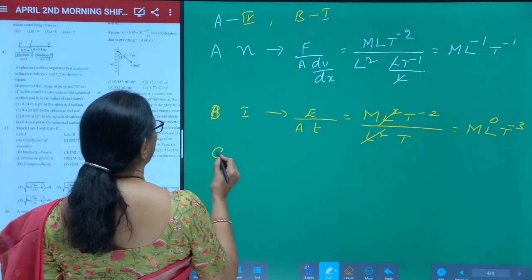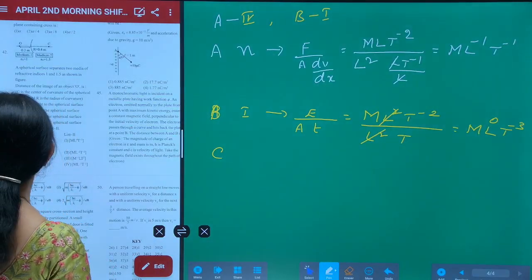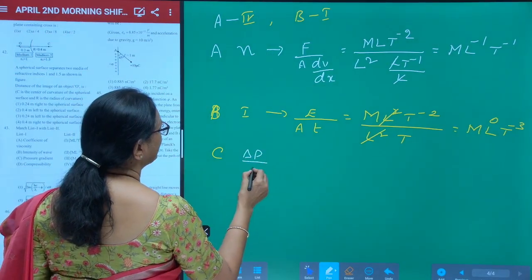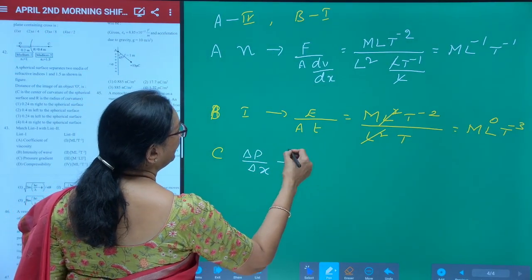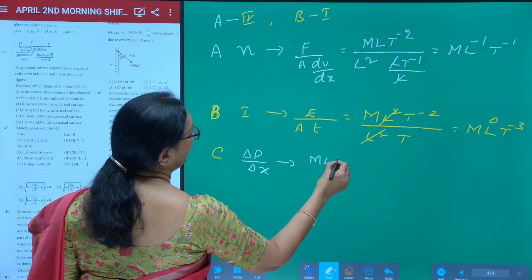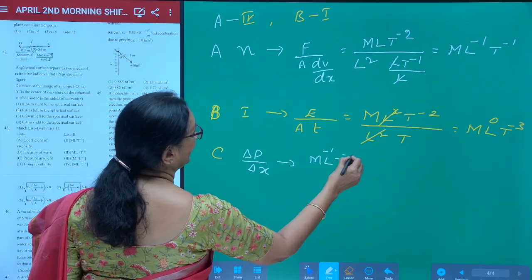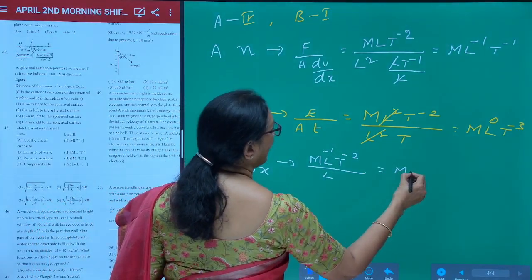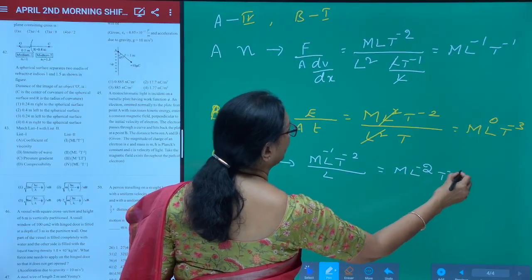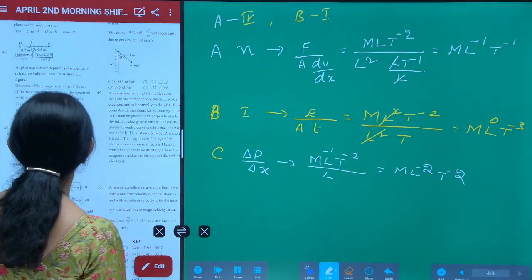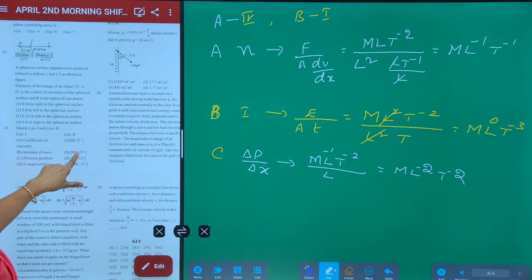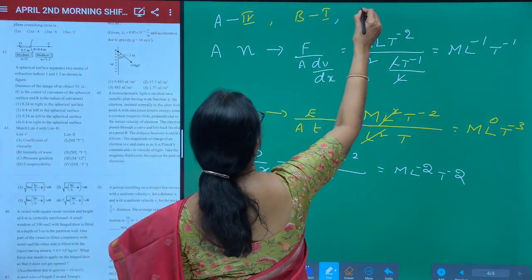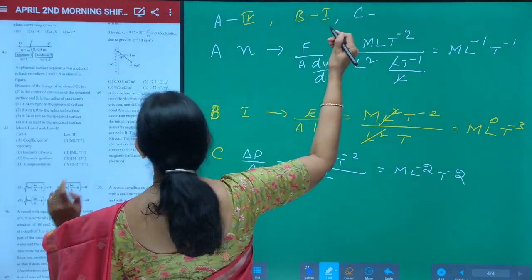And coming to C. C is pressure gradient. Pressure gradient is delta P by delta X. Pressure is m L power minus 1 T power minus 2, divided by L. This is m L to the power of minus 2 T to the power of minus 2. So this is m L power minus 2 T power minus 2, that is C. For C, it is 2.